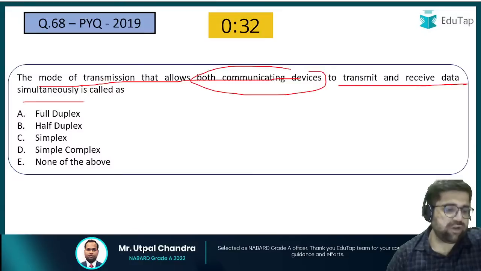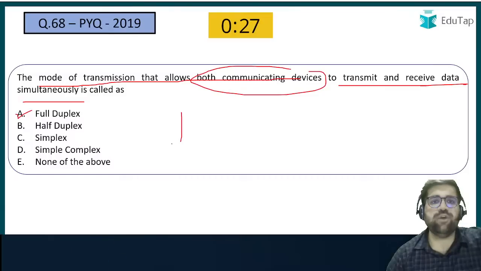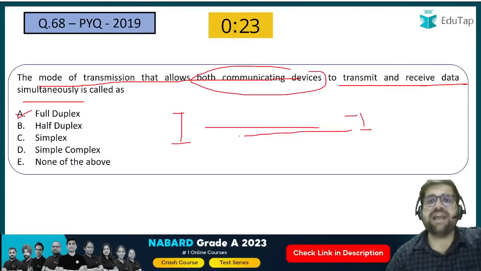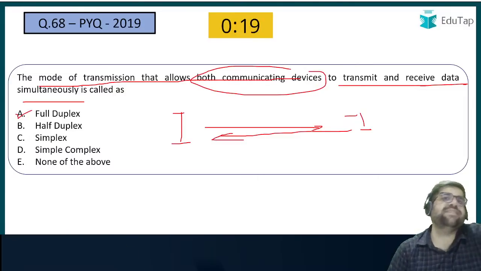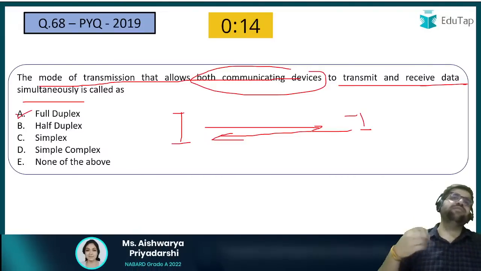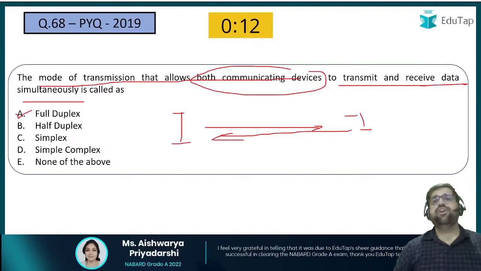It is called full duplex. Good. Full duplex means this is party 1, this is party 2, and they both can communicate simultaneously. For example, right now what we are doing is a kind of full duplex. What I am telling you, you are listening, you are typing, and I am seeing your answers. So this is what full duplex is.